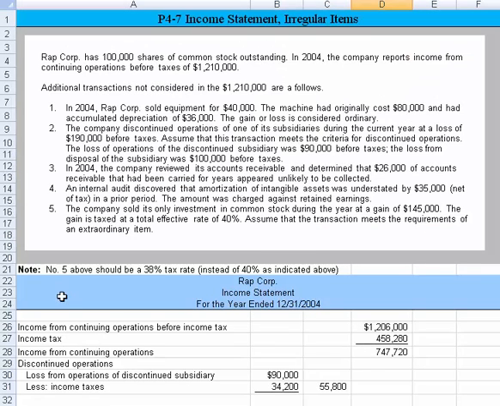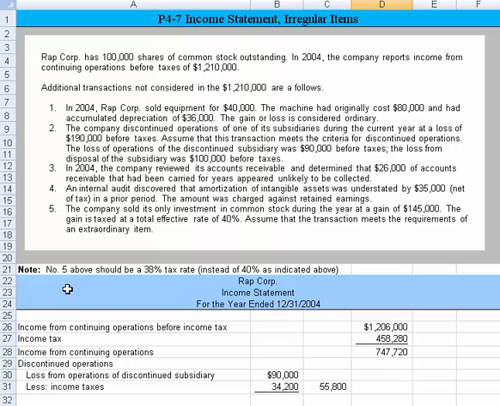Oh, one other item I didn't discuss. Number 4, an internal audit discovered that amortization of intangible assets was understated by $35,000 net of tax in a prior period. The amount was charged against retained earnings. Okay, well that's a prior period adjustment and it was handled correctly. It would not flow through the income statement because it related to an earlier period that's not being presented along with the financial statements. So there's no changes to our income statement on that.